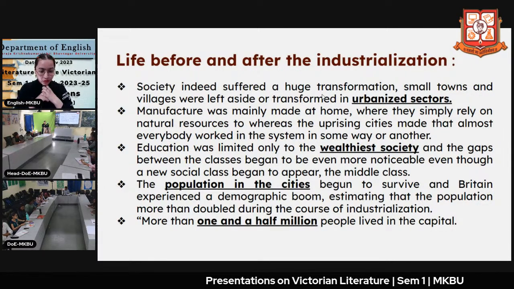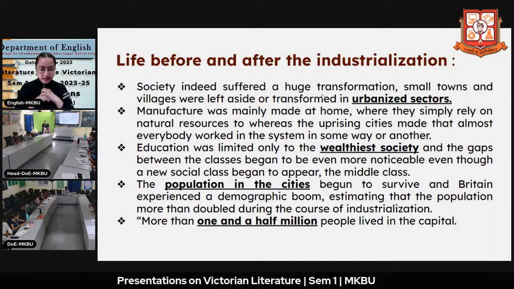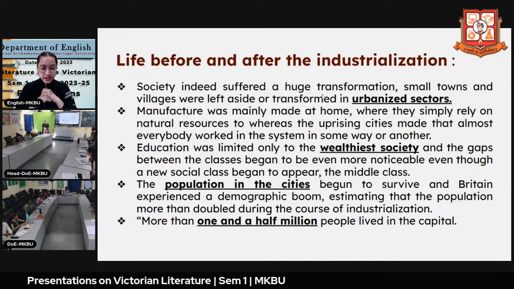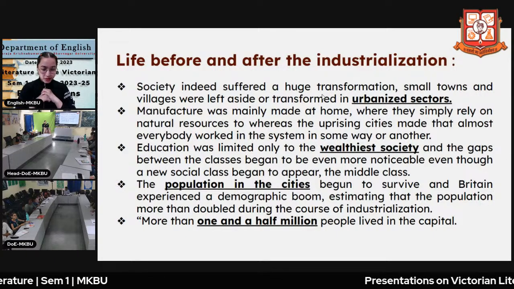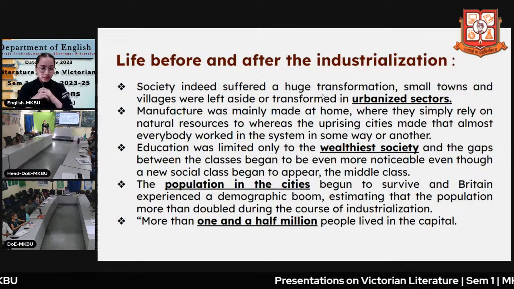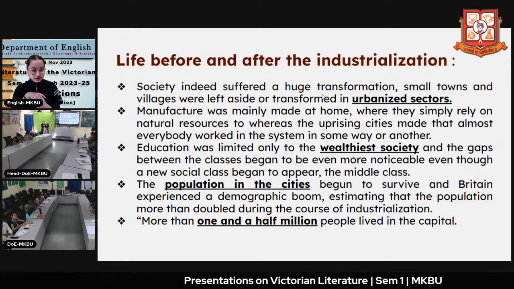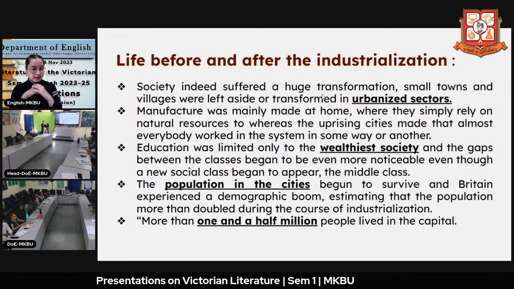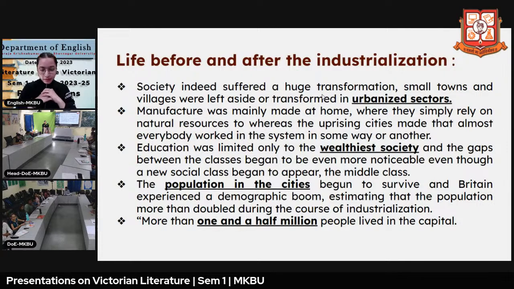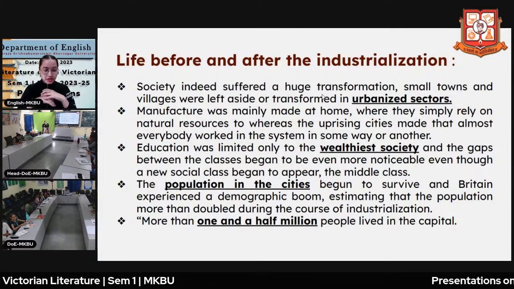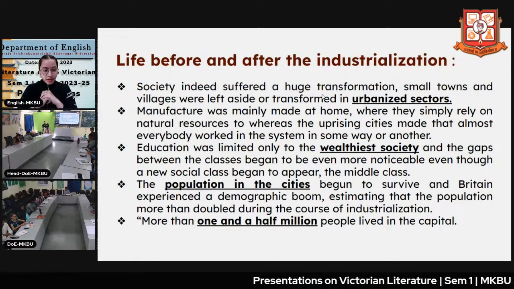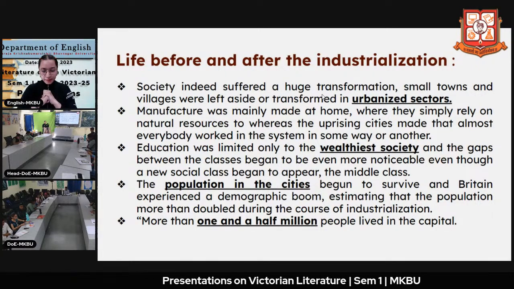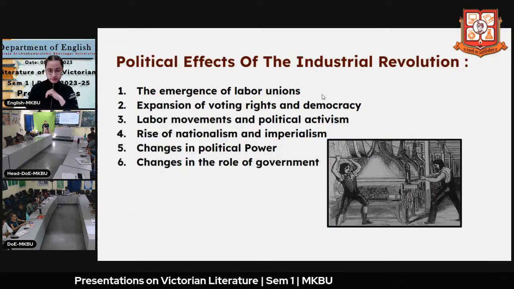Education was limited only to the wealthiest society, and the gaps between the classes began to be more noticeable, even though a new social class began to appear, the middle class. The population in the cities began to grow, and Britain experienced a demographic boom, estimating that the population more than doubled during the course of industrialization. More than 1.5 million people lived in the capital.